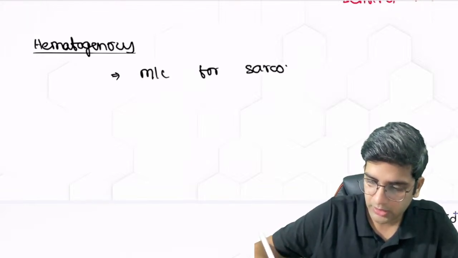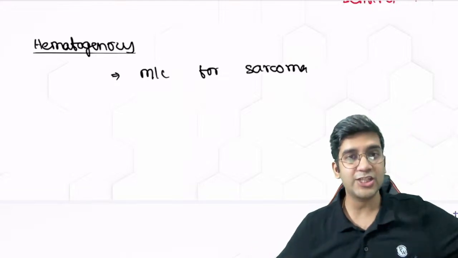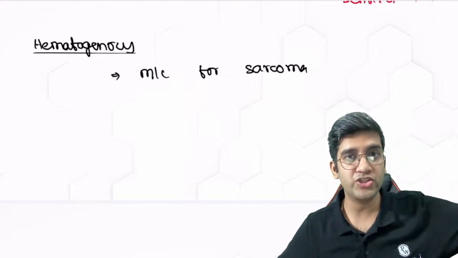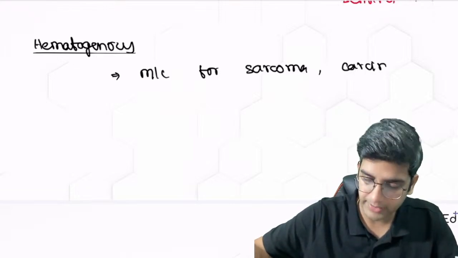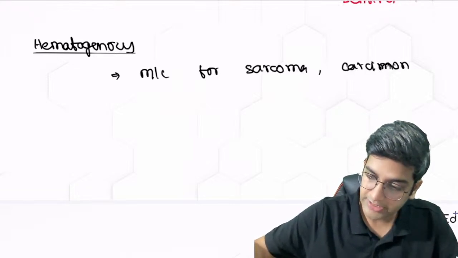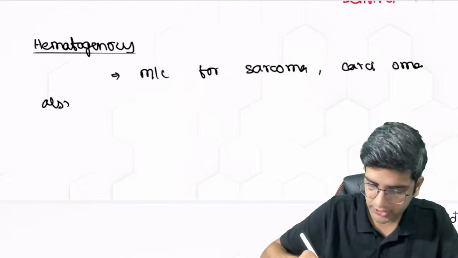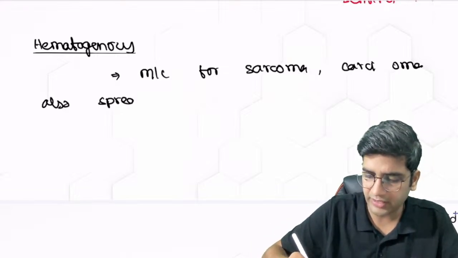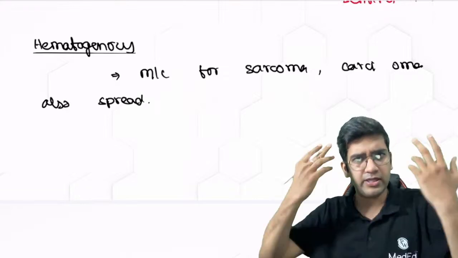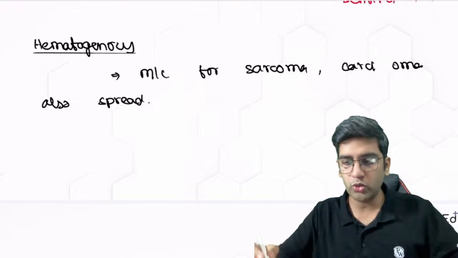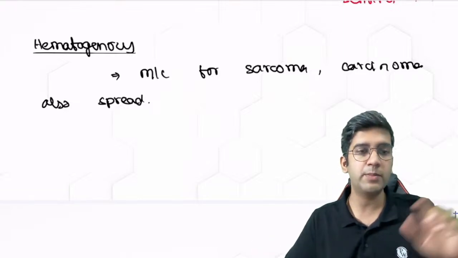Sarcomas. Doesn't mean that carcinoma will not undergo hematogenous spread. Yes, they will. Carcinomas also spread via blood. Okay. Just write that also. I'll give you a simple example. Can breast cancer go to the brain? It can. Can it go to the lung? It can. Hematogenous only. Carcinomas do go by the hematogenous route, but it is most commonly preferred by sarcomas.